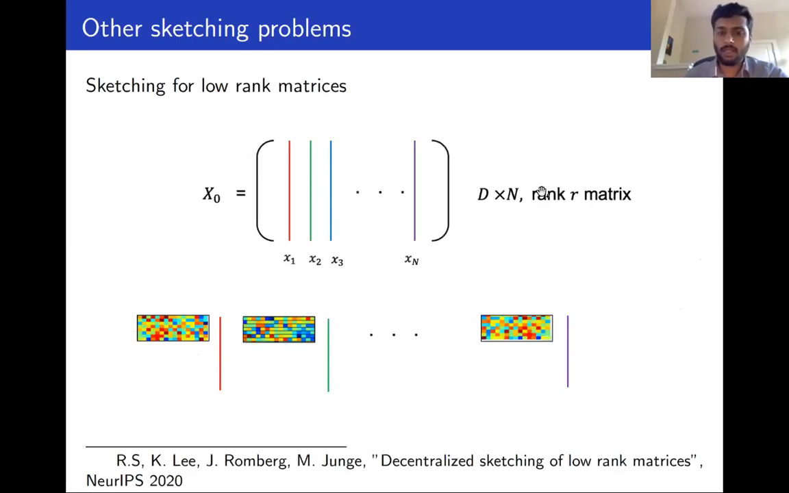You can think of these columns as states of dynamical systems that are coming in one after the other. And you don't want to store the entire column. So you want to compress it and store only the compressed values. If they have a low rank structure, we have a method to recover those matrices from these column-wise sketches.